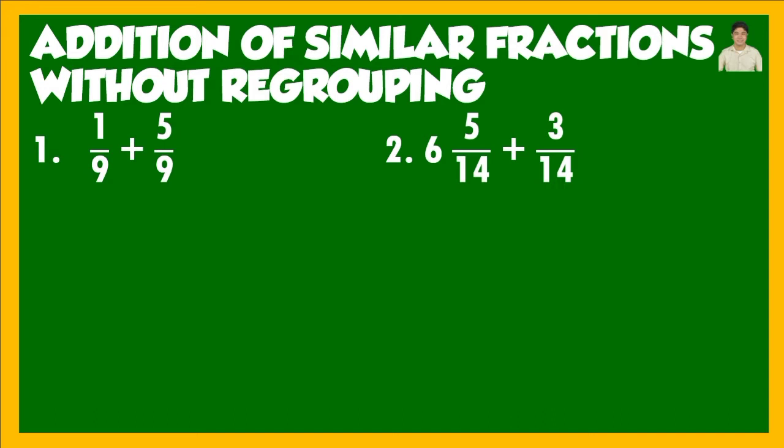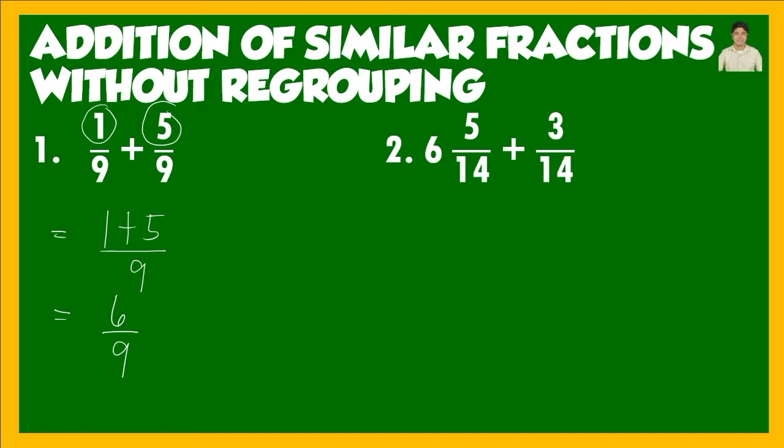So let's have the following examples. 1 over 9 plus 5 over 9. They are similar fractions because they have the same denominators. So in order to add these similar fractions, we just simply add the numerators and then copy the denominator. So 1 plus 5 over 9. Okay, so hindi po natin ina-add dito yung denominator. Baka i-add po natin 9 plus 9, hindi po yung 18. Ina-add lang po natin yung nasa taas, yung 1 and 5. Now, 1 plus 5 is 6 all over 9.